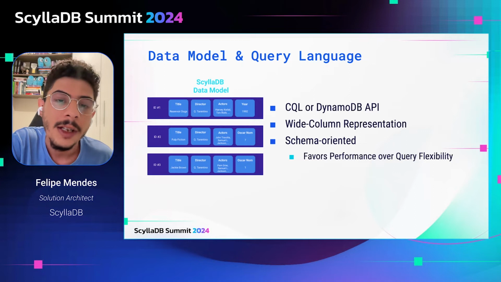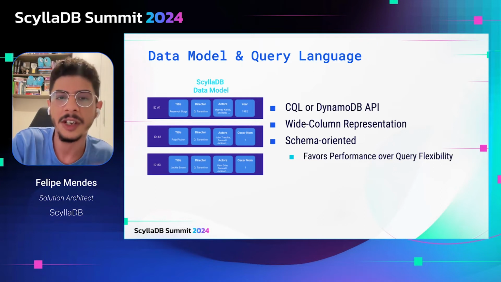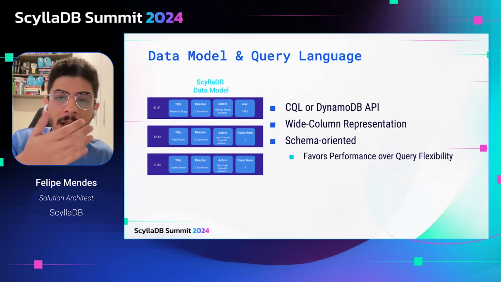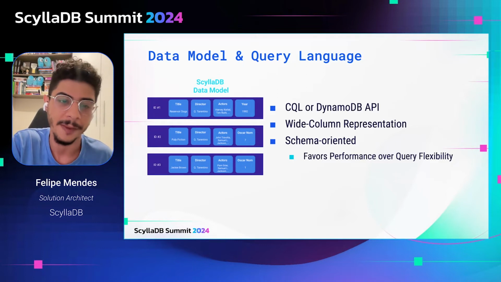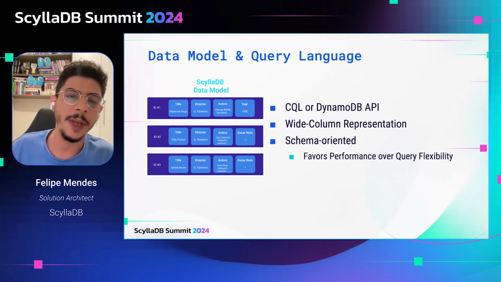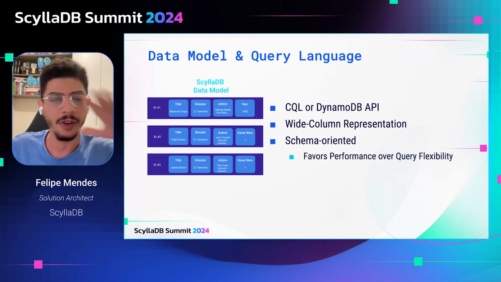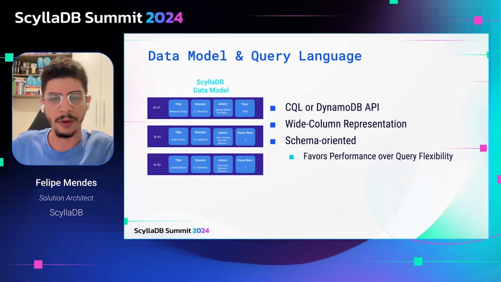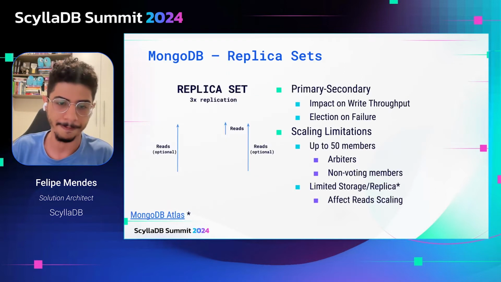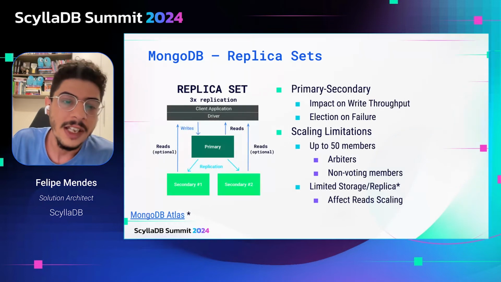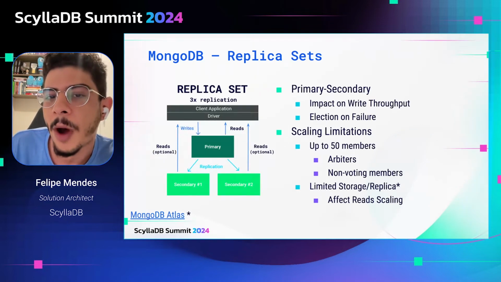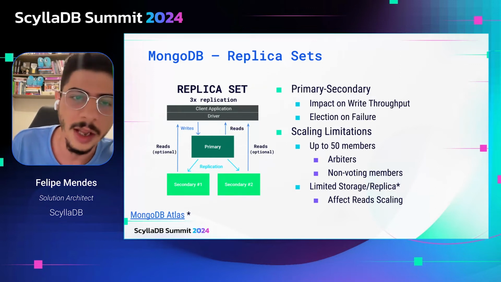By doing so, ScyllaDB is capable of efficiently storing and retrieving the data you're after and greatly improves the performance of your queries. As a result, ScyllaDB compared to MongoDB lives on the other side of the spectrum. That is, while MongoDB favors query flexibility, ScyllaDB focuses on querying performance. All right? So, the second major difference relates to the topology and deployment model differences within each database.